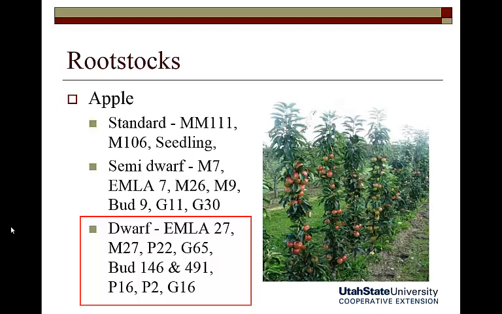So I could take a Red Delicious apple and graft it onto one of these rootstocks and it's going to be big. I could take that same variety of Red Delicious apple and graft it onto one of these and it's going to be smaller. It could be anywhere from 12 feet to 21 feet big, depending upon which one of these I select. I could put that same one on one of these, and now I've got a 6, 8, 9 foot tall tree. And it's all because of the rootstock.